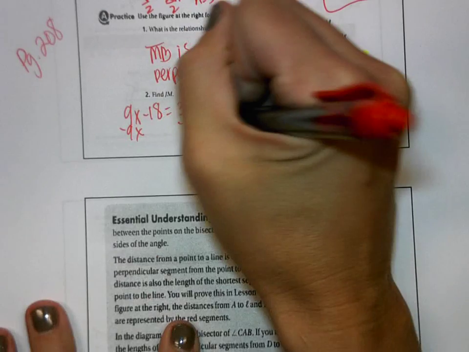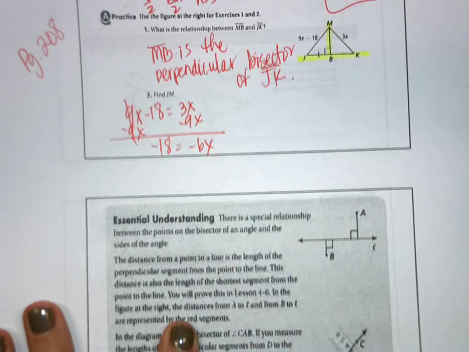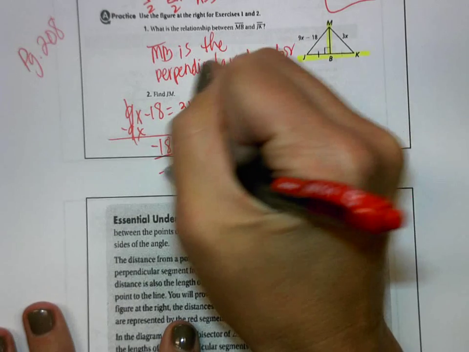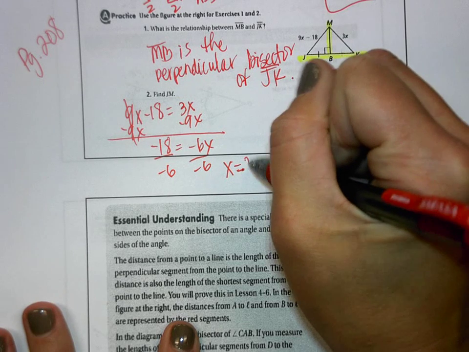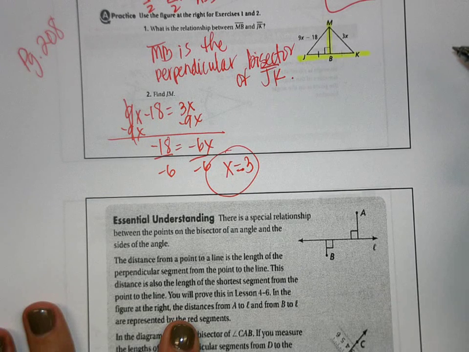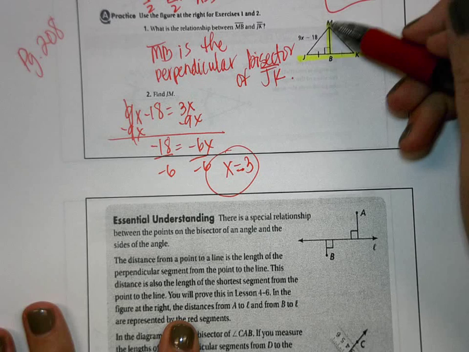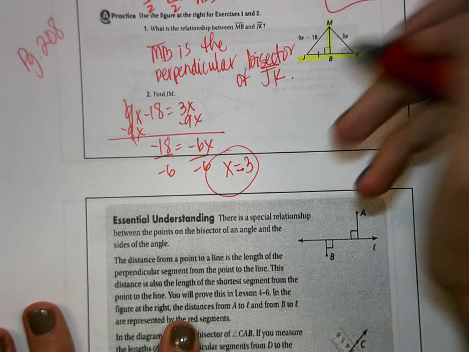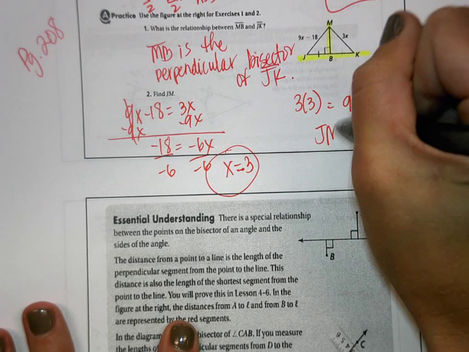Good. Subtract 9x from both sides, so all your x's are together. So negative 18 equals negative 6x. Then we divide by negative 6 on both sides. X equals 3. Once you have that, we plug it in for JM. Could I have just, instead of plugging in for JM, since I know these two are equal, plugged in for MK? It's easier. So I'm just going to go 3 times 3, and that equals 9. So JM equals 9.